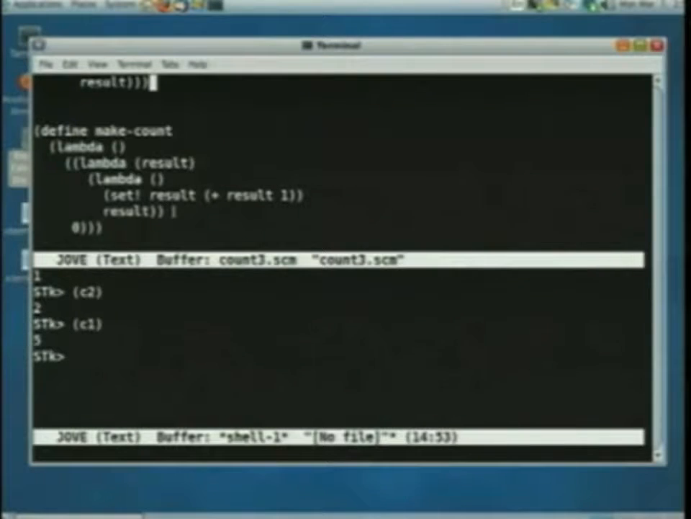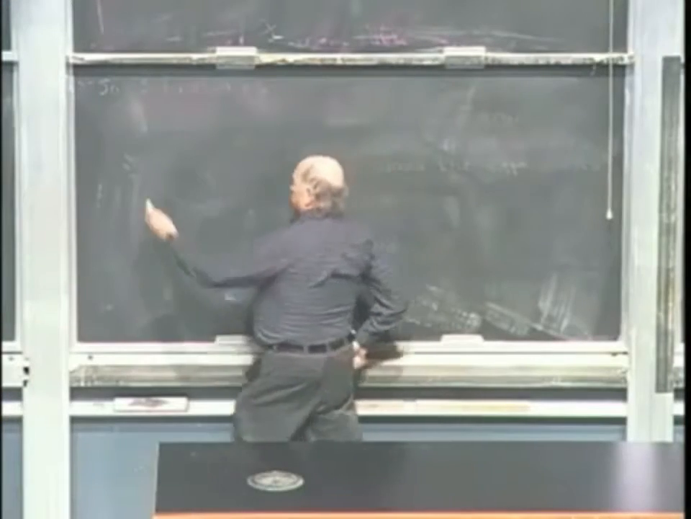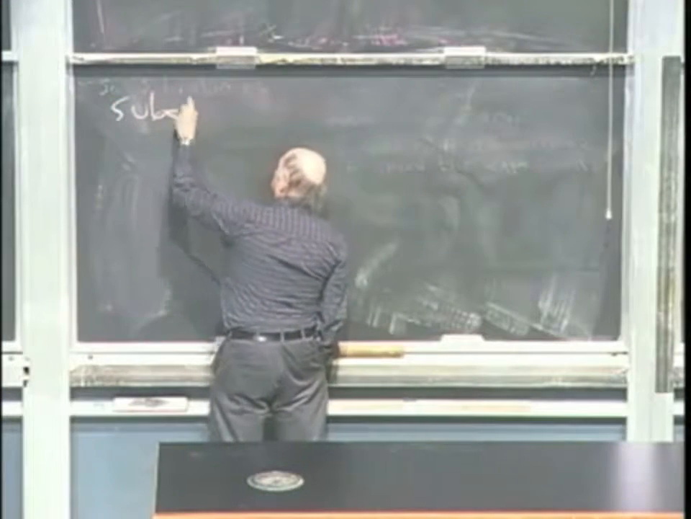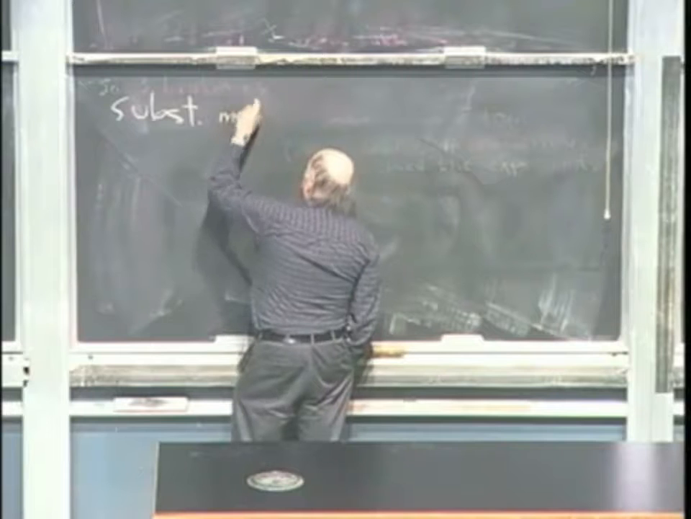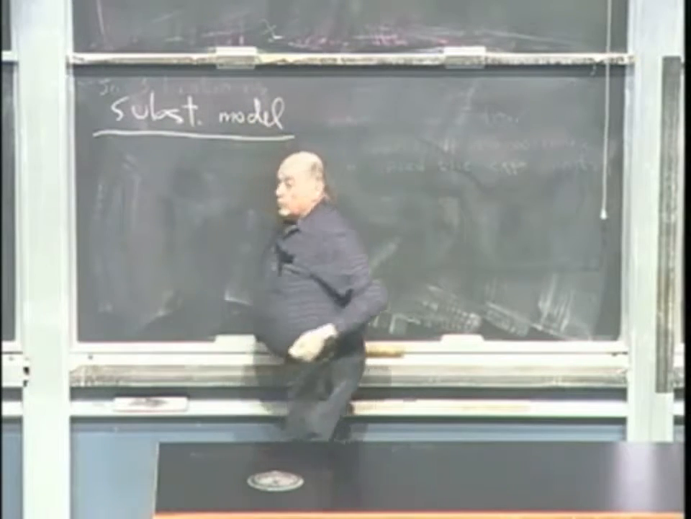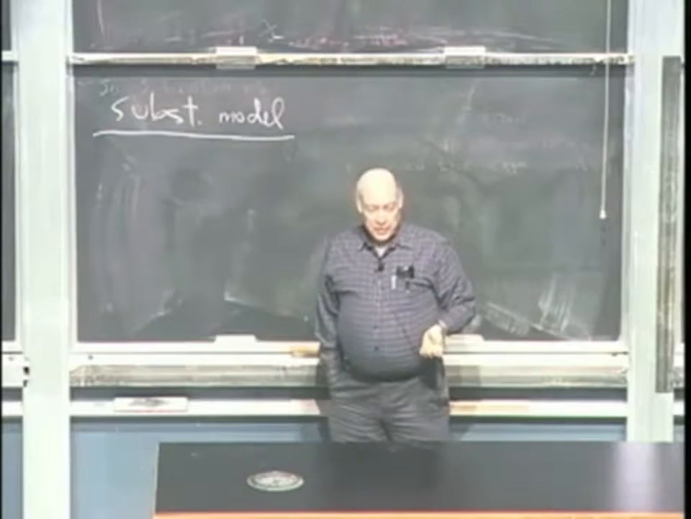So we're going to talk about the environment model of evaluation. Let me remind you about the substitution model. What do we do when we see a procedure call?